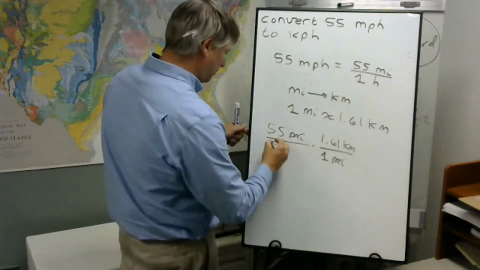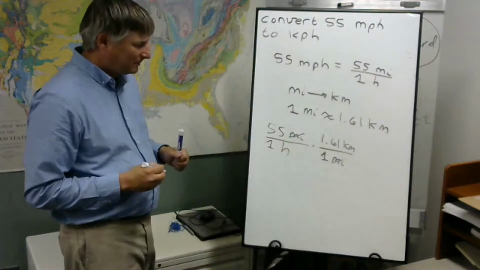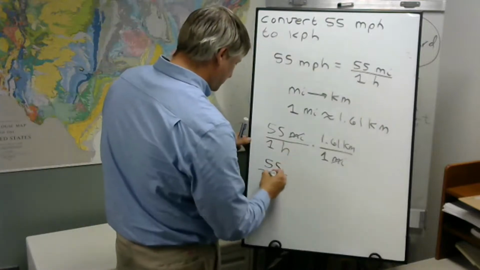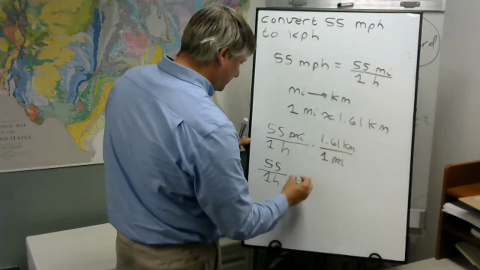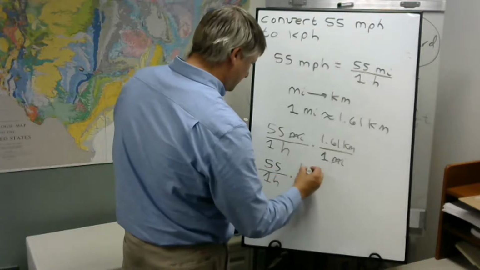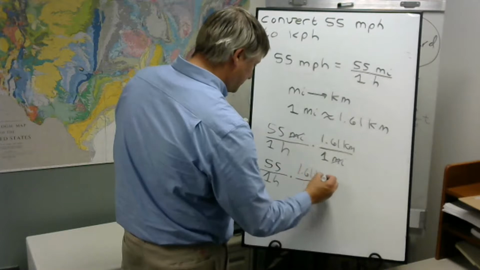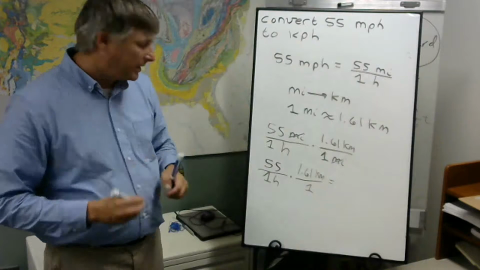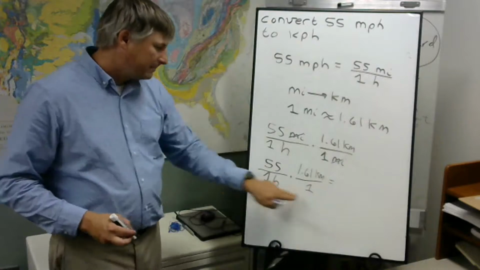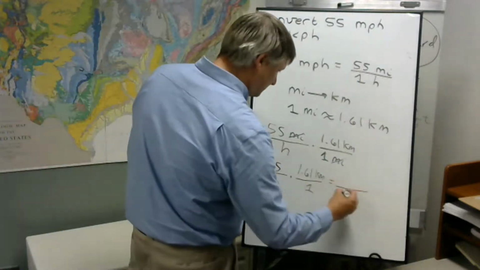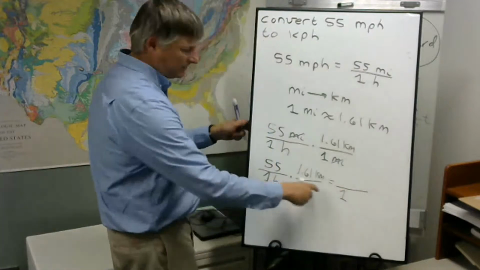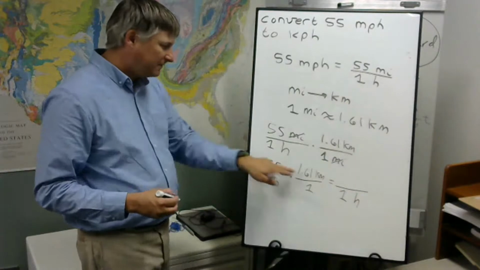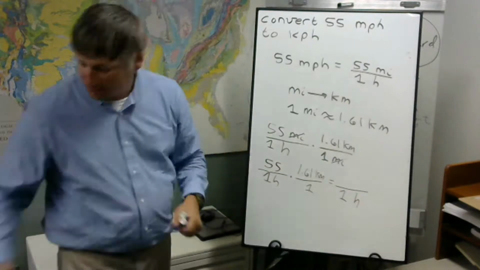We put in 1 here for 1 hour. So this gives us 55 over 1 hour times 1.61 kilometers over 1. And then we just multiply across. 1 times 1 is 1. And then hours, well, it's just going to be hours. Then 55 times 1.61.